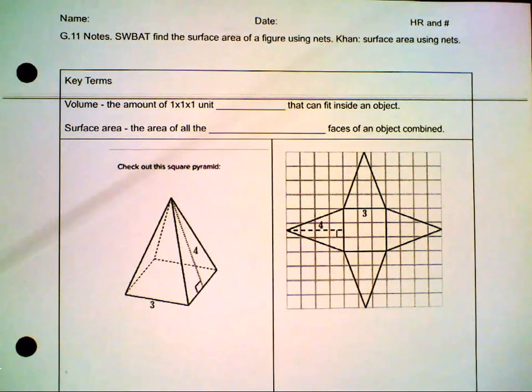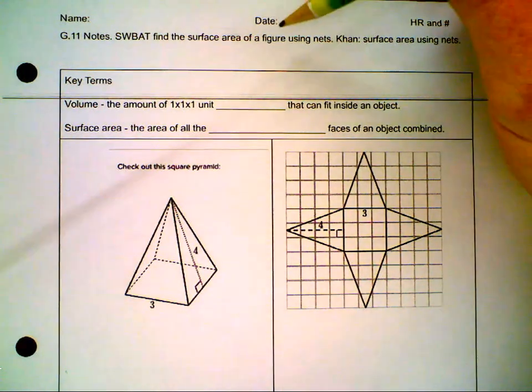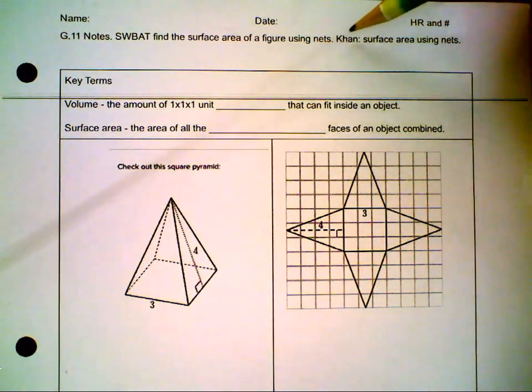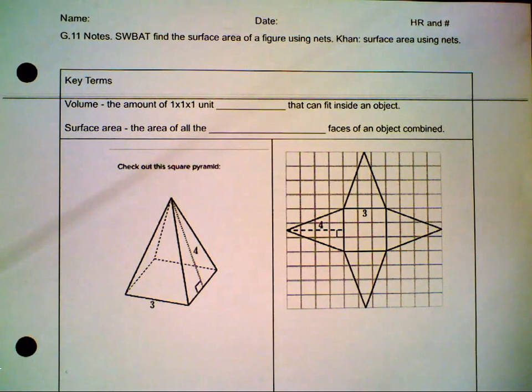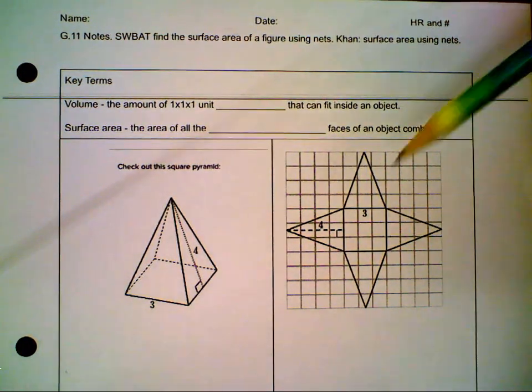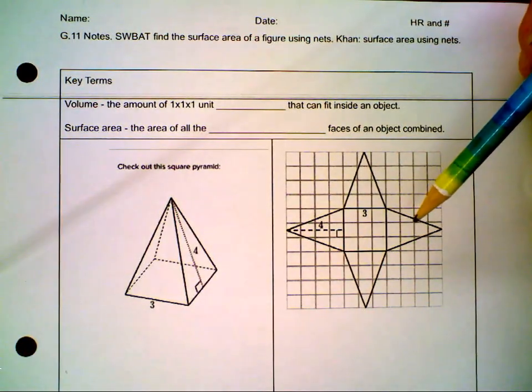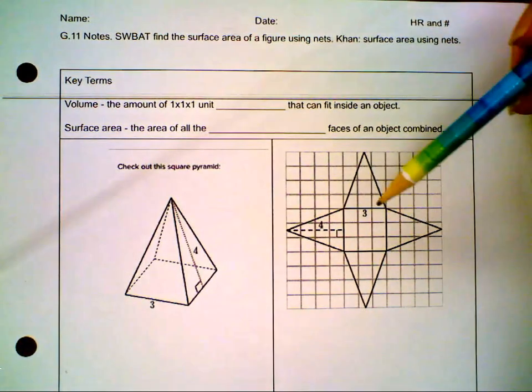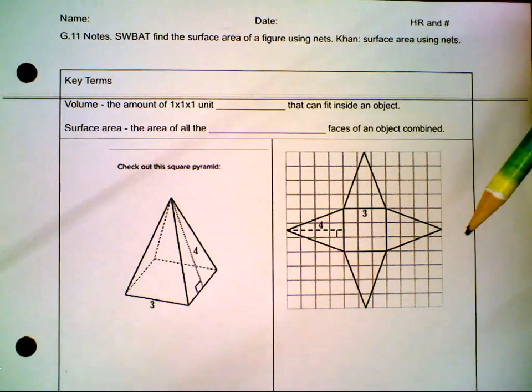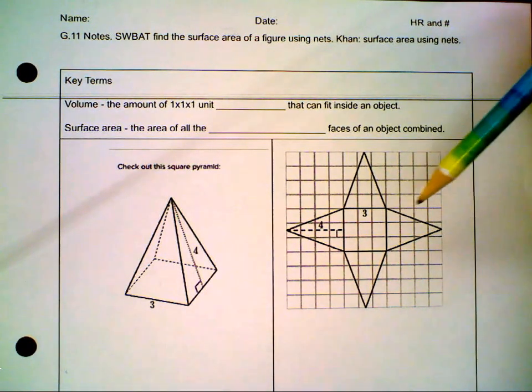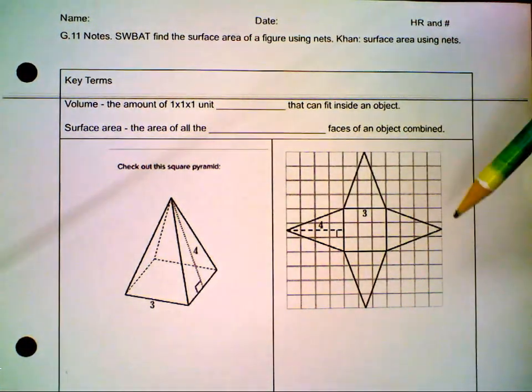Today we are going to be working on finding the surface area of a figure using nets. Now a net is what you see here when we take a three-dimensional shape and we flatten it out, showing all of the different sides. This is a way that, for example, if you wanted to make a box, you would cut it out on the paper like this and then fold it up.